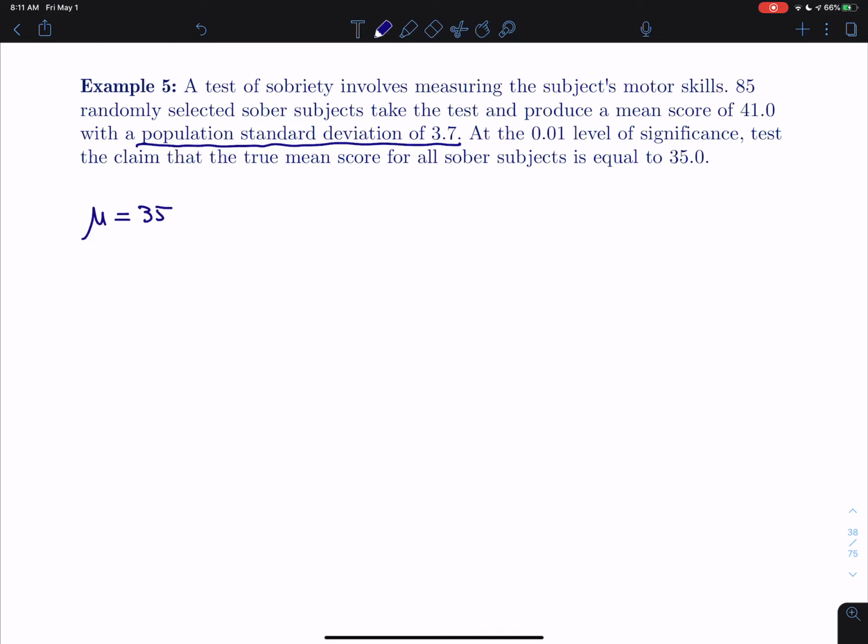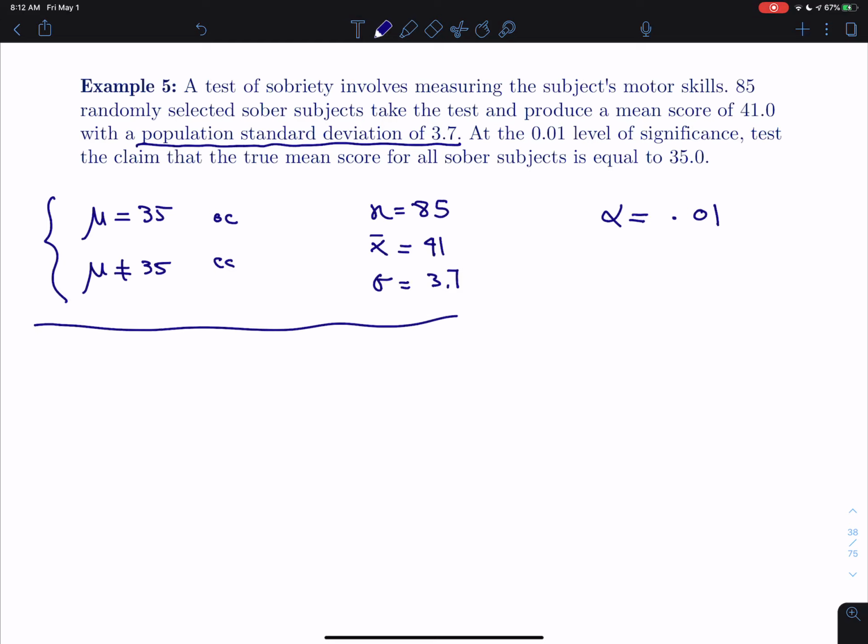In mathematics courses, we call that the original claim, whatever the claim is, and the counterclaim. So the researcher comes and says, well, let me test that. So I have to test something against it, which is the opposing statement, which would indicate mu is not equal to 35. And we call that the counterclaim. Now, my sample size is 85. I've chosen 85 subjects to verify that. The sample mean that came out of there was 41, the population standard deviation is known to be 3.7, and my significance level alpha is 0.01. And here is the given information.